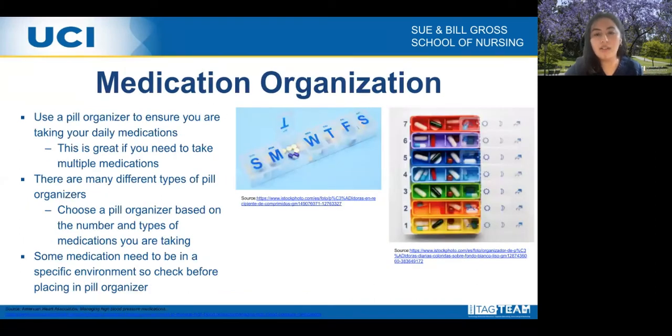Now we're going to be talking a little bit about medication organization. So high blood pressure medications, like we said, are generally taken every day. So using something like a pill organizer ensures that you're taking your medications every single day, and it's especially great if you're taking multiple medications. So there are many different types of pill organizers, and we suggest that you choose a pill organizer based on the number and type of medication that you're taking.